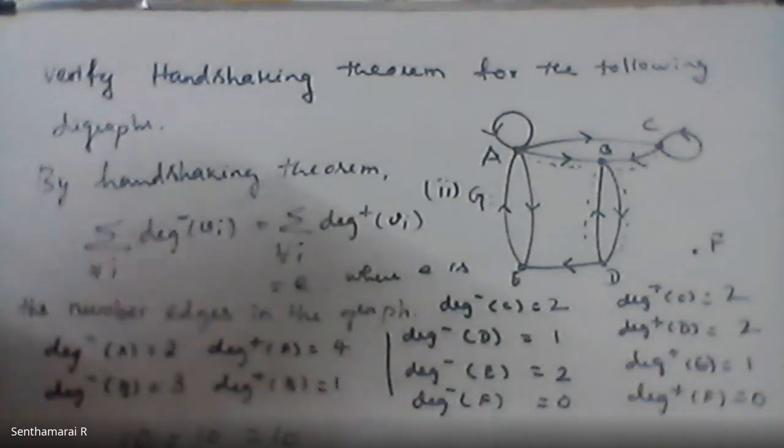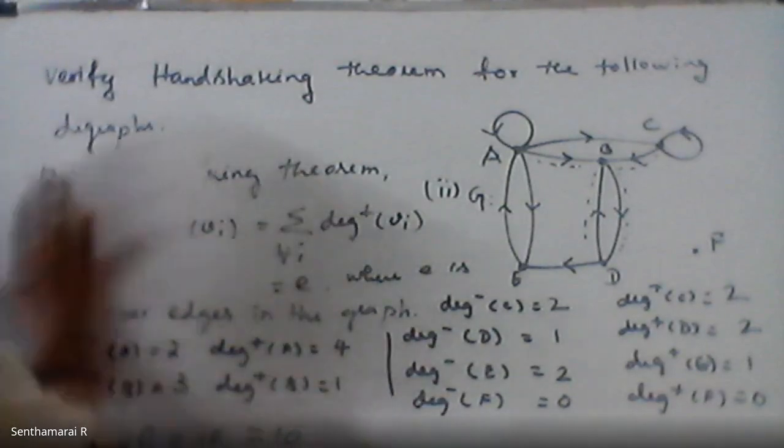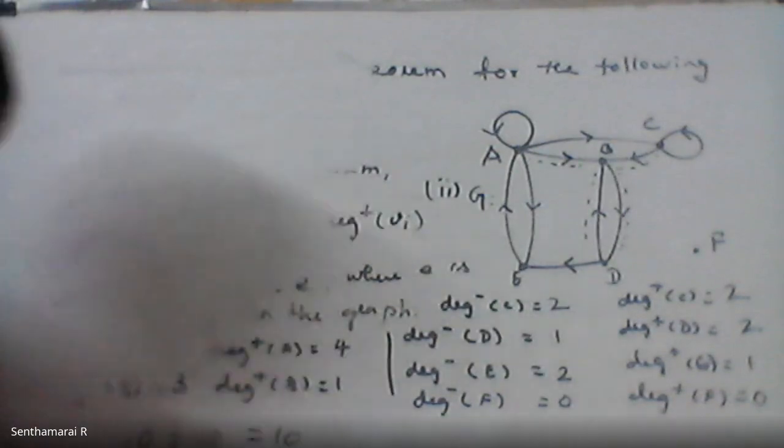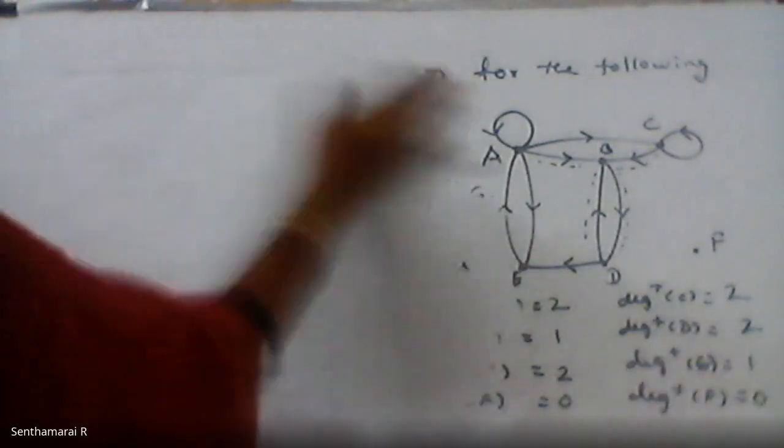Okay, next is graph coloring. What is the coloring of a graph? I will rub the board now. Next concept, graph coloring.